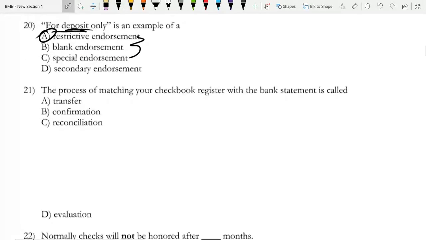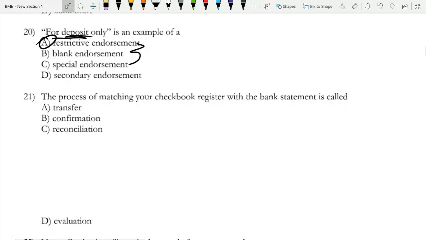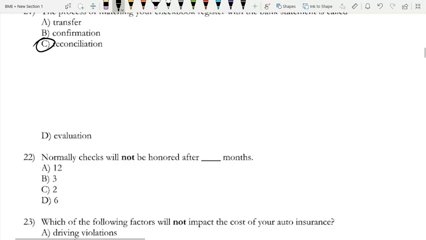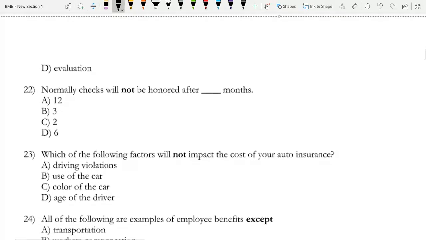The process of matching your checkbook register with the bank statement is called transfer confirmation, reconciliation, or evaluation. This is called reconciliation. We have this in our Quizlet as well, I'm pretty sure at least. Normally, checks will not be honored after 6 months. There's something which you just have to know, 6 months.